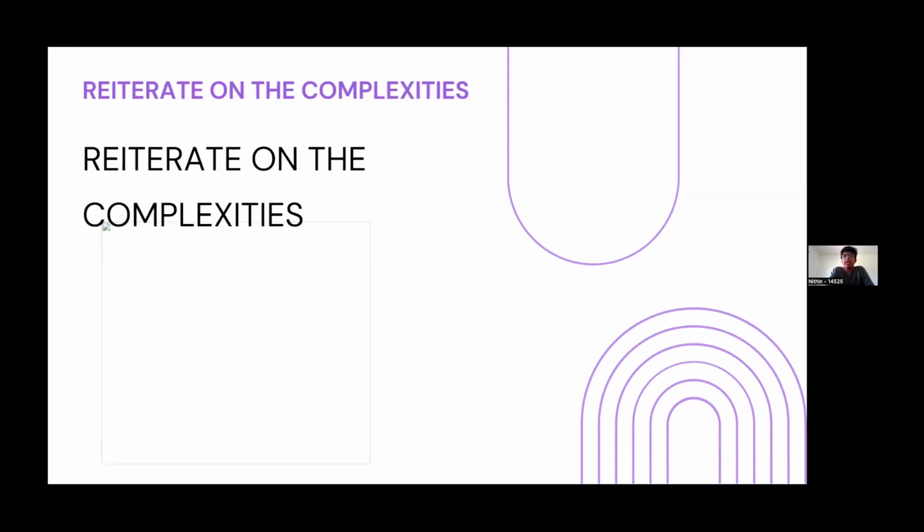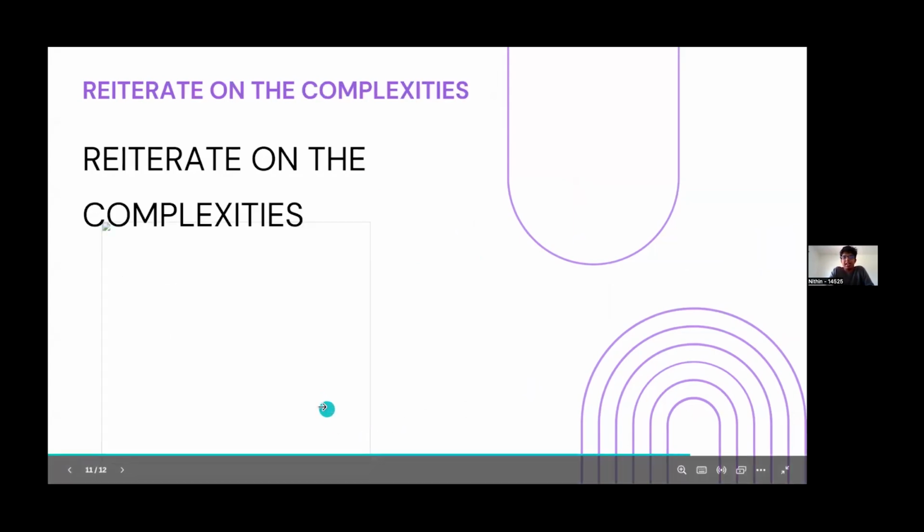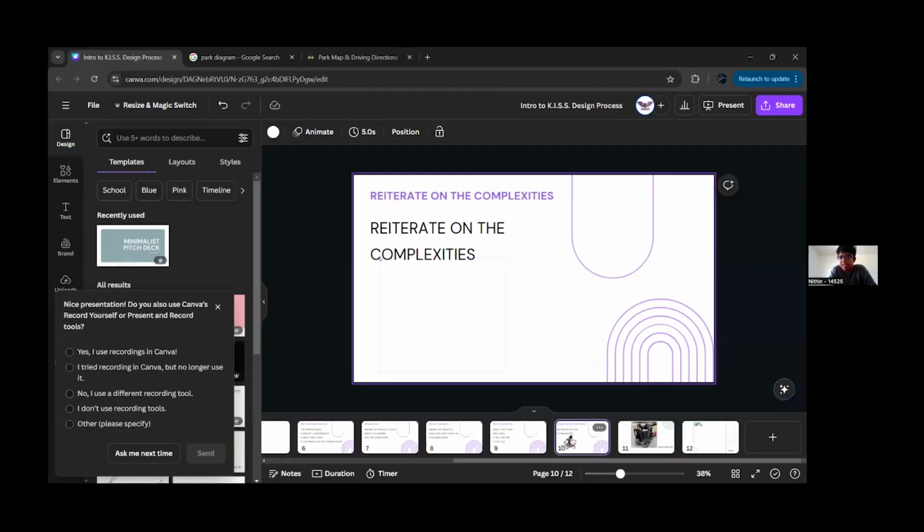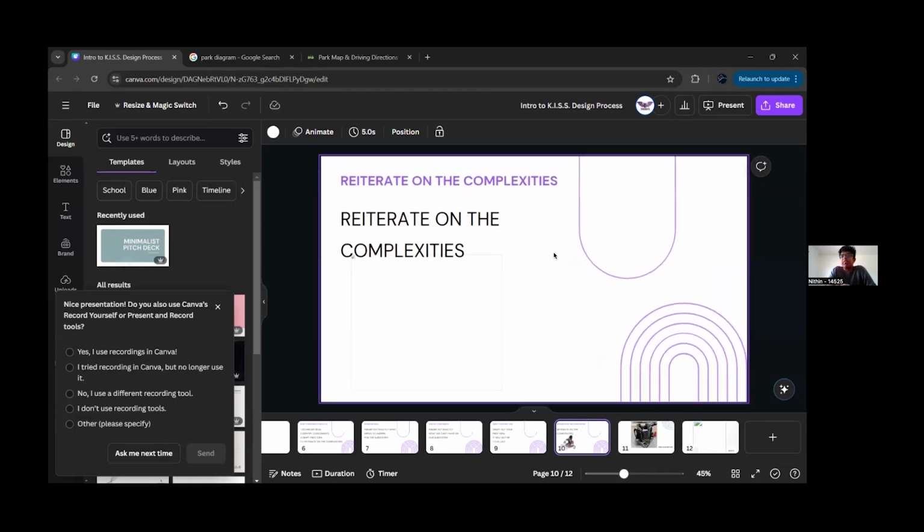And then, yeah, reiterating on the complexities. There's a picture here, but for some reason it's not showing up. Yeah, you can see the picture down there. So definitely reiterate on the complexities.